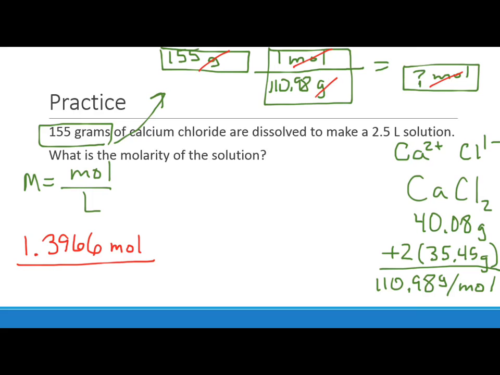And what are my liters? Oh, it's already given to me. Nice. I didn't even have to convert it. It's already in liters, which is nice. If it was in milliliters or centiliters or something, I'd have to go ahead and convert that.